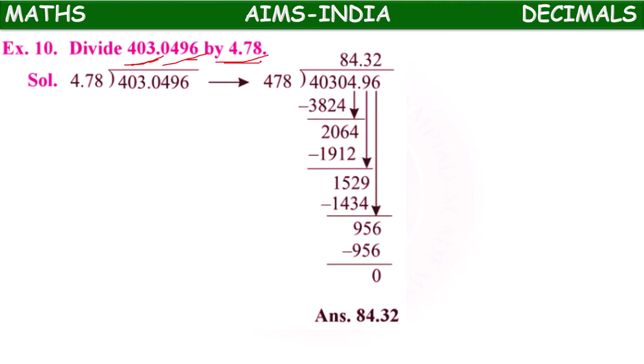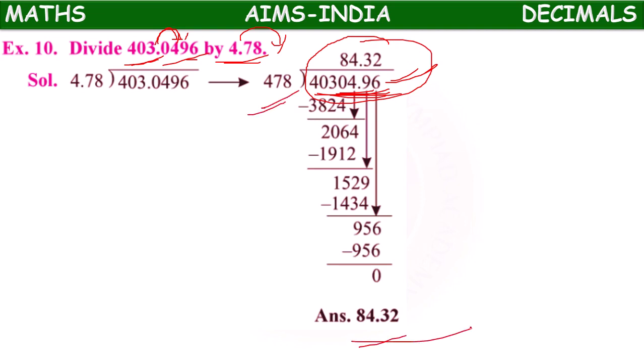Next, 403.0496 divided by 4.78. The divisor has 2 decimal places. After moving two places, the dividend still has decimal places. Let it be, like the divisions we have done in earlier cases. In the same way, we can do the division, and you will get the answer.